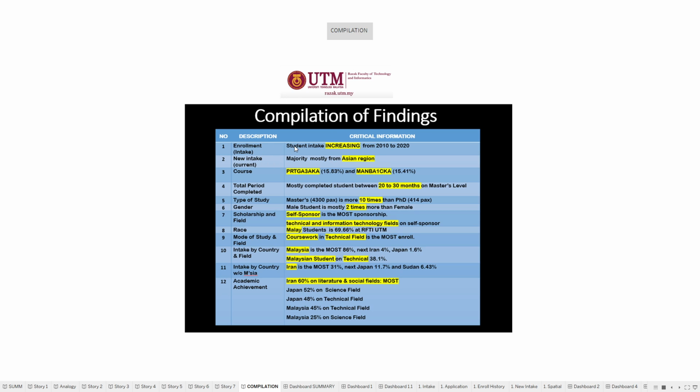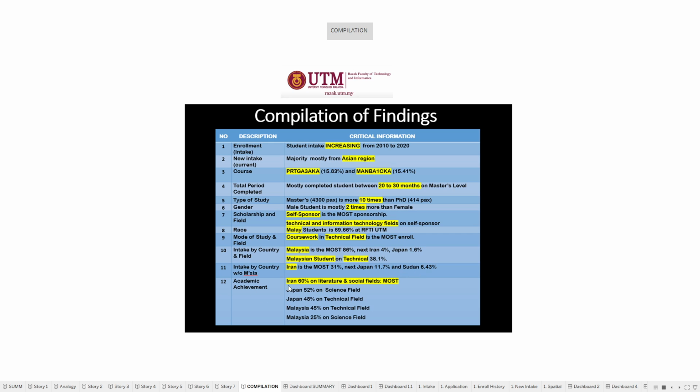And then this is a compilation of the findings. First, enrollment intake is increasing. New intakes are from the Asian region. Coursework PRTGA is postgraduate, and the Master of Science, Business Intelligence and Analytics. Total period is 20 to 30 months. Type of study is 10 times master to PhD. Gender is mostly male, then female. Scholarship is self-sponsor. Race is Malay. Mode of study is coursework in the technical field. Intake by country is Malaysian the most, 86%. Intake by countries without Malaysia is Iran the most, 31%, then Japan and Sudan.